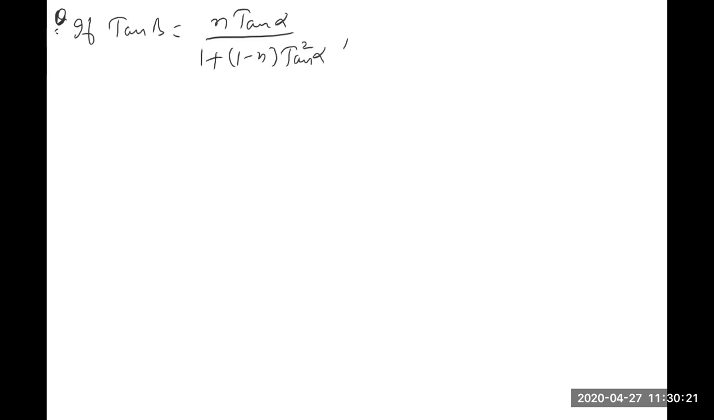Okay, so the question was, if tan beta is equal to n tan alpha upon 1 plus (1 minus n) tan square alpha, then find the value of, or prove that tan(alpha minus beta) is equal to, this you have to prove, 1 minus n tan alpha. This is the first question.